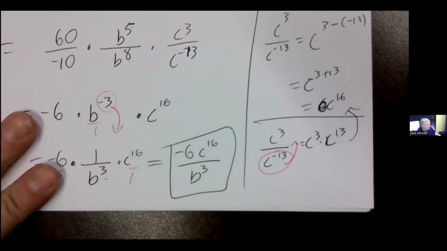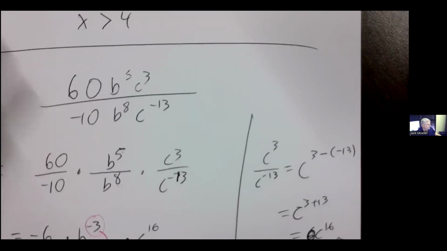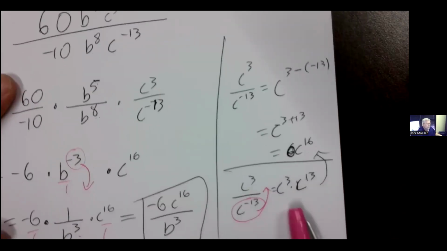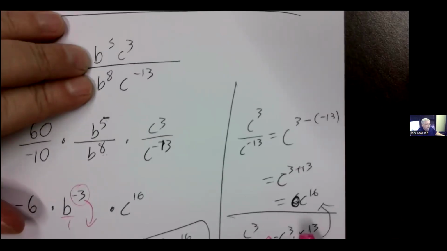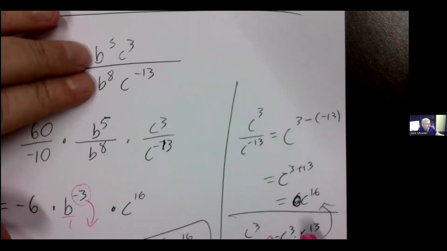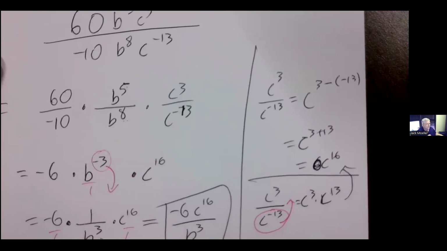So that is our exponent rules. If you have the same base multiplied, you're adding the exponents. If you are dividing your variables or your bases, you're subtracting the exponents. And then negative exponents mean you have a flip.